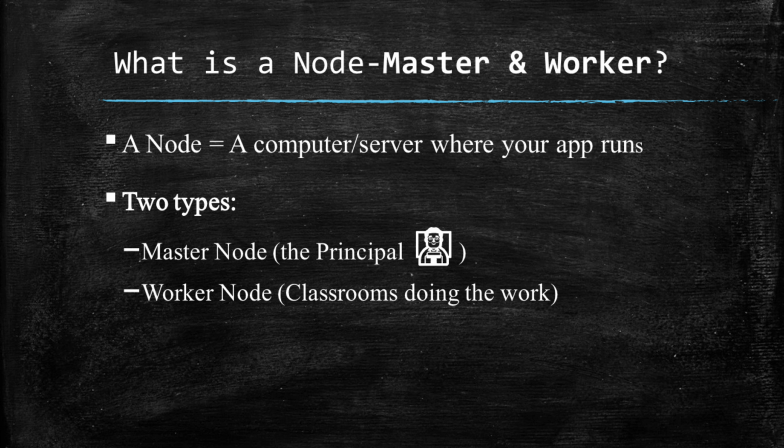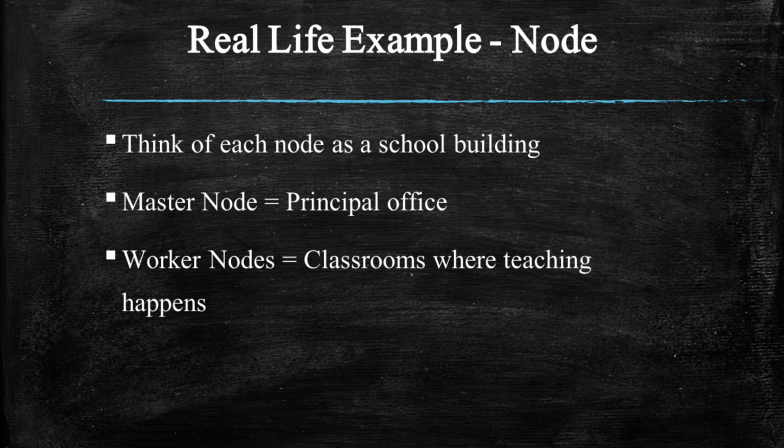Let's zoom out now. Your classroom needs a school building to sit inside, right? This building is a node. Nodes are just computers where your app actually runs. Now, there are two types of nodes: master node and worker node. First, the master node, this is the principal. It makes decisions and gives orders. Worker nodes are the classrooms that actually do the work, teaching students or running your app. So master equals brain, worker equals hands. When something needs to be done, the master says, hey worker, go run this app in pod number 3.